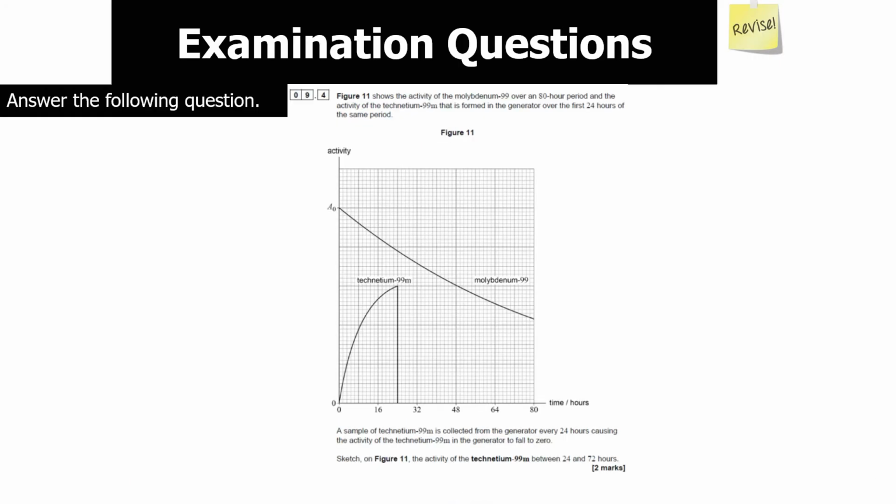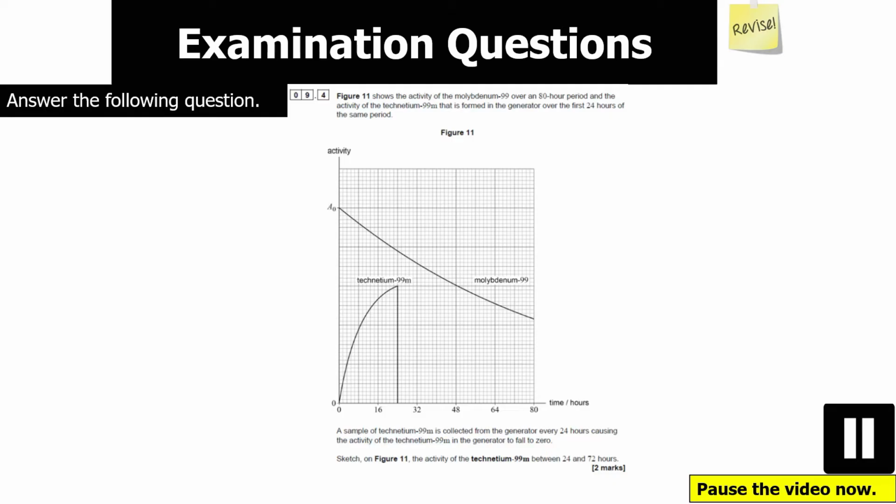Now the next question says, figure 11 shows the activity of the molybdenum, and a sample of technetium-99 is collected from the generator every 24 hours, causing the activity of the technetium in the generator to fall to 0. Sketch on figure 11 the activity of the technetium between 24 hours and 72 hours. So pause the video now, then unpause the video when you want to go through your answer.